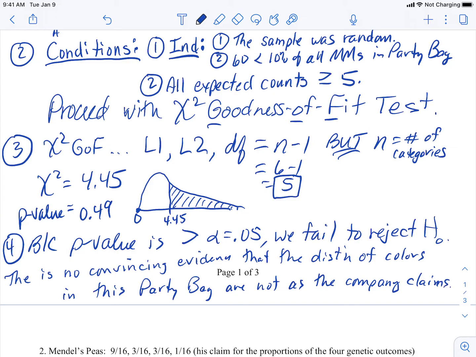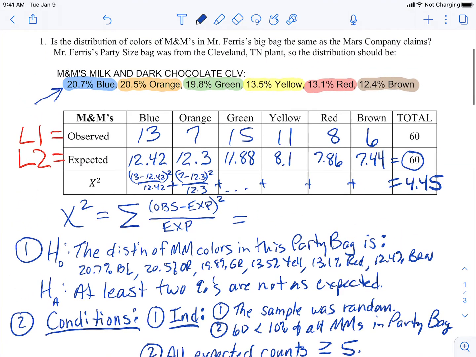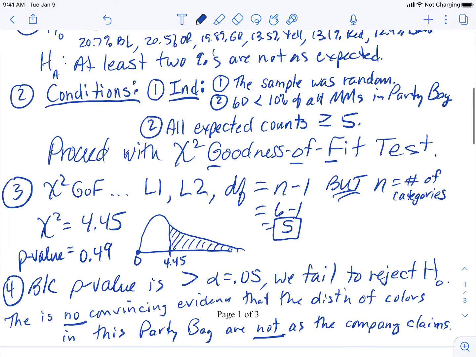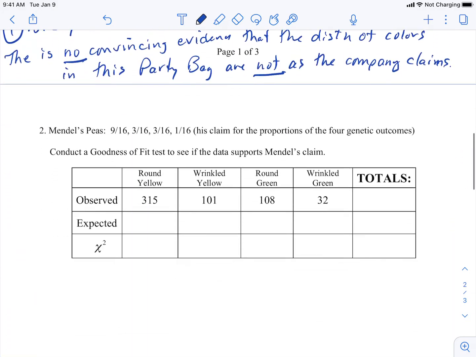This is kind of a double negative. There's no convincing evidence that the distribution is not as the company claims. No evidence that it's not as they claim. Remember, this is not proving that the distribution is as the company claims, but apparently it's close enough that we cannot reject it. That's essentially where we landed. So that, ladies and gentlemen, is a chi-square goodness of fit test, top to bottom. That is what you would do for any similar problem.